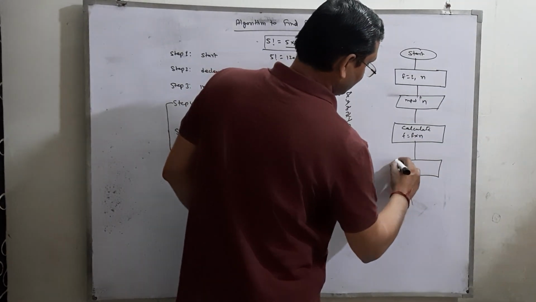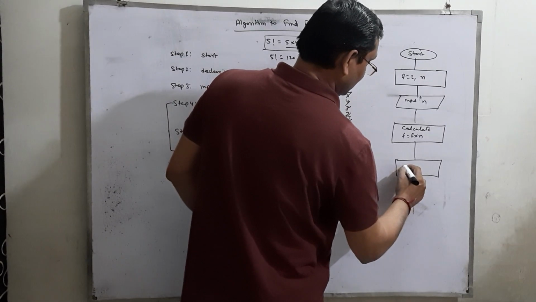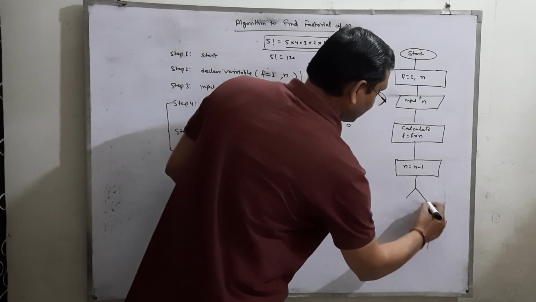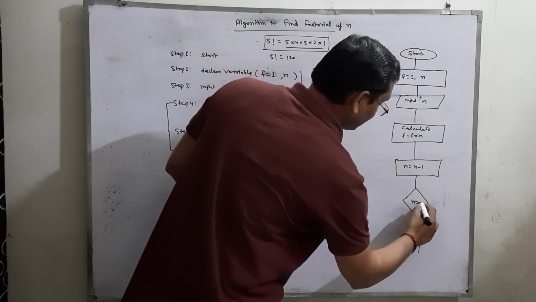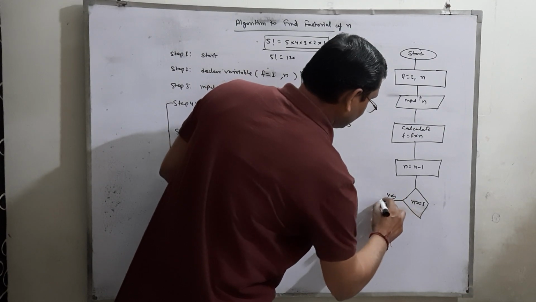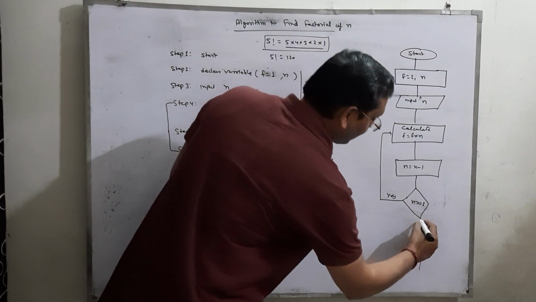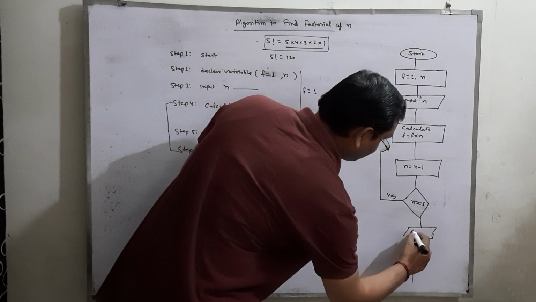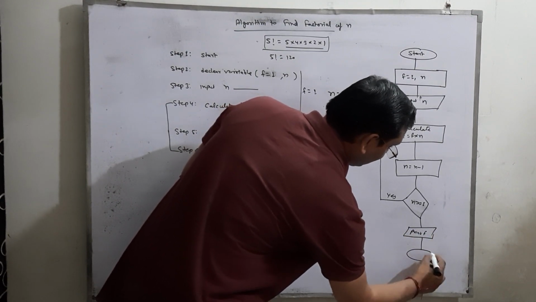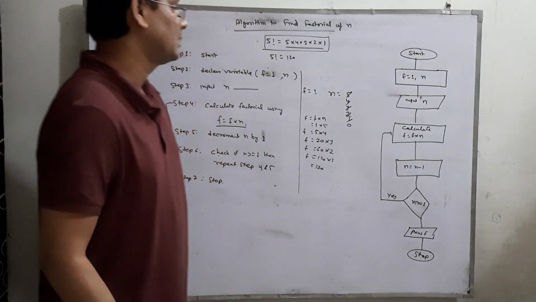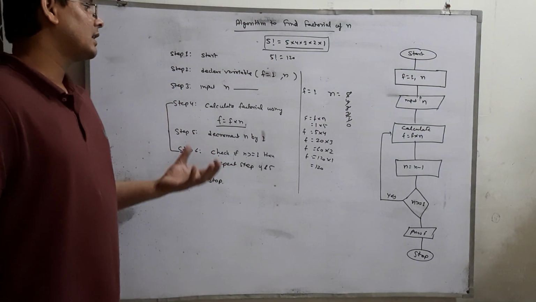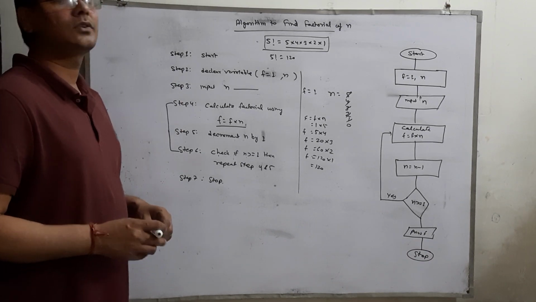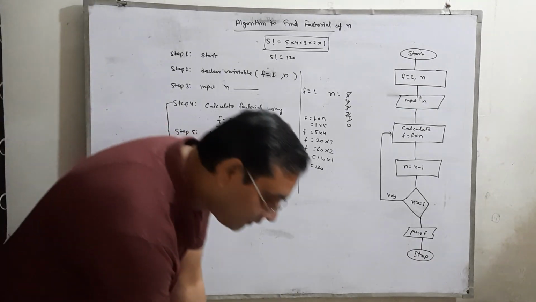Decrement is also a process. N is equal to n minus 1. Check n is greater than or equal to 1. If yes, go to calculate this one. Otherwise, just print f, then stop. We can write the algorithm in this way. This is the algorithm to find the factorial of a given number, or factorial of n.